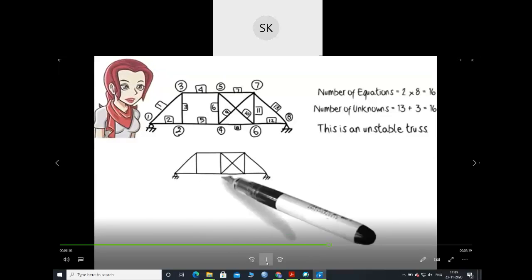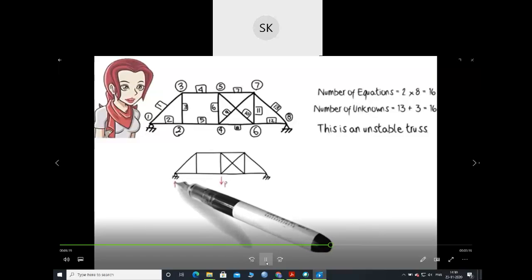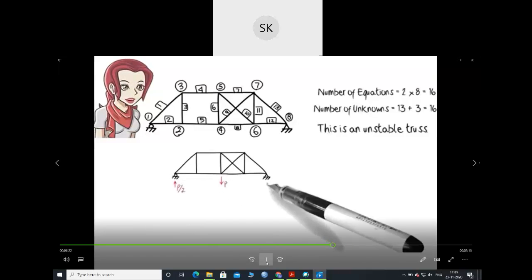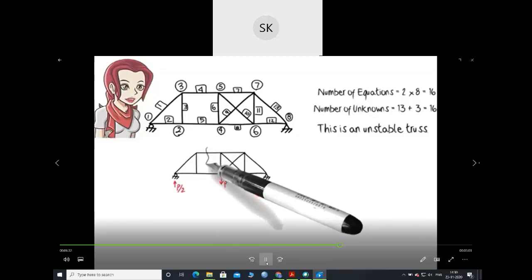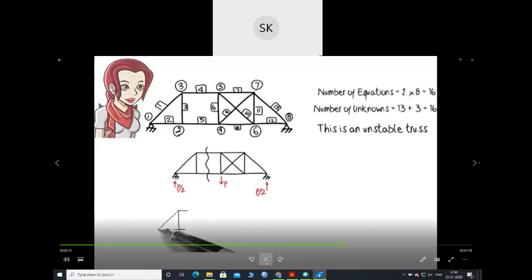downward load of P at the midpoint of the bottom chord of the truss. This makes the vertical reaction at the left and the right ends of the truss equal P over 2. Now suppose we conceptually cut the truss along a vertical plane as shown. Then we draw the free body diagram of each segment. We know that for the structure to be in equilibrium, the equilibrium equations must be satisfied for each segment. One of the equations, however, cannot be satisfied for either segment.